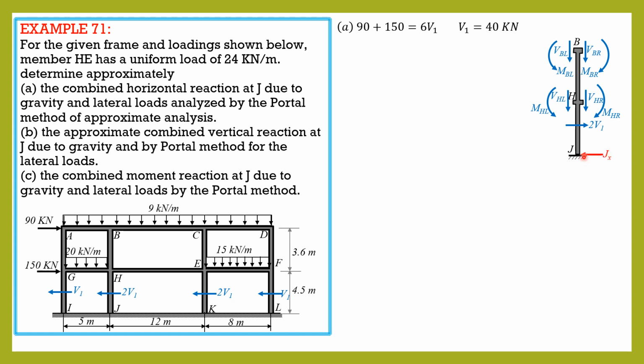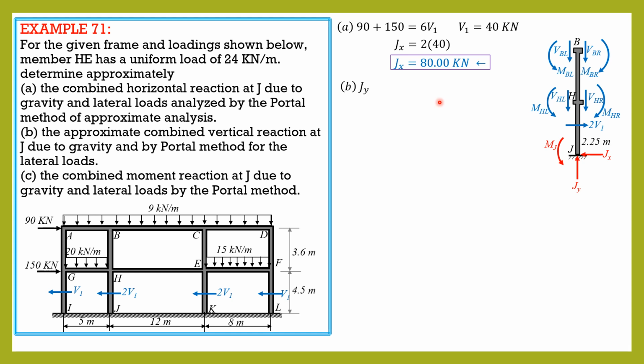So therefore, these are the reactions at J, horizontal, vertical, and moment. So let's just assume these are the directions. Jx obviously is to the left. Jy obviously is upward, and Mj is not yet sure if it is counterclockwise, but due to the lateral loads, it should be counterclockwise. And that's 2.25. So for Jx, it is equal to 2 times V1, and V1 is 40, therefore Jx is 80 kilonewtons leftward.